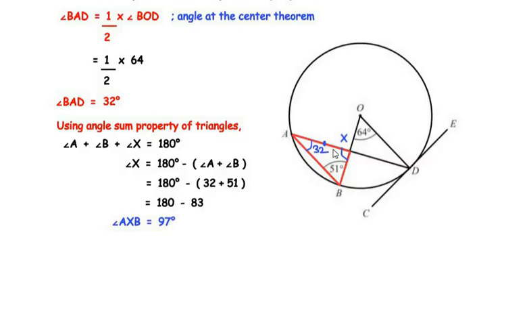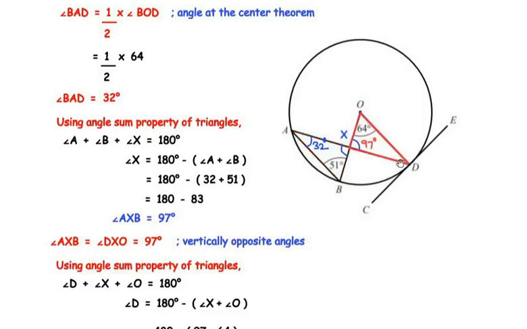Now here the value of angle AXB is same as the value of angle DXO, because these are vertically opposite angles. So here we have written angle AXB is equal to angle DXO is equal to 97 degrees, that is vertically opposite angles. Now once we get the value of angle X, let us consider the triangle DXO. So now we have considered this triangle DXO, and using the angle sum property of a triangle, we have written angle D plus angle X plus angle O is equal to 180 degrees.